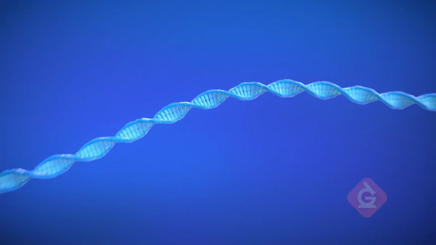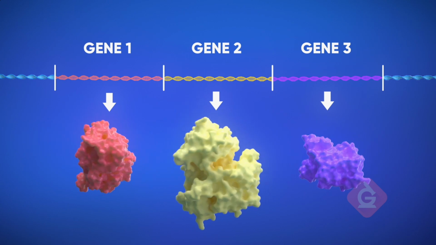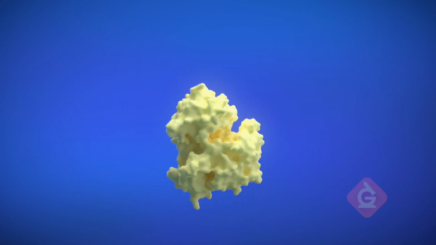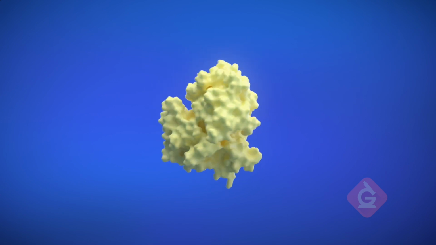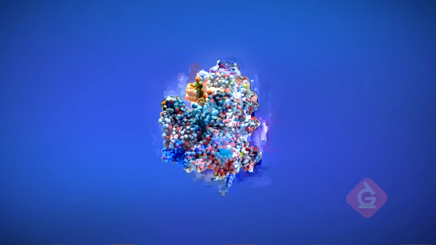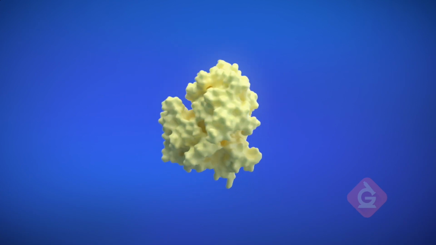The instructions in DNA are divided into sections called genes. Each gene makes a specific type of protein. Proteins carry out tasks in your cells. That's a protein? It looks like a blob. Proteins are made of thousands of atoms, but scientists focus on their shape because that's what determines what they do.